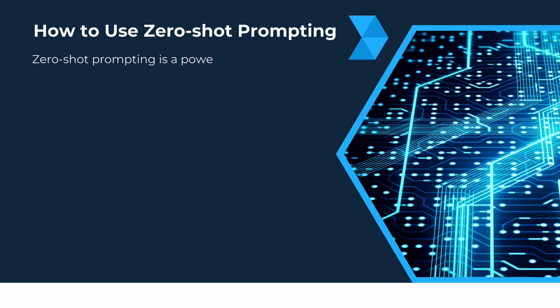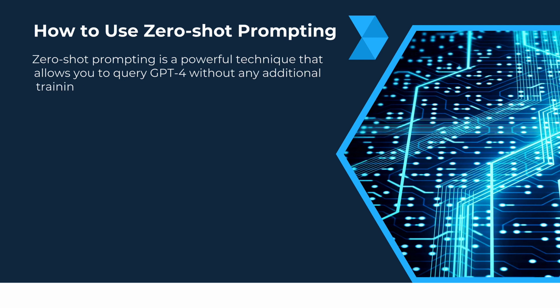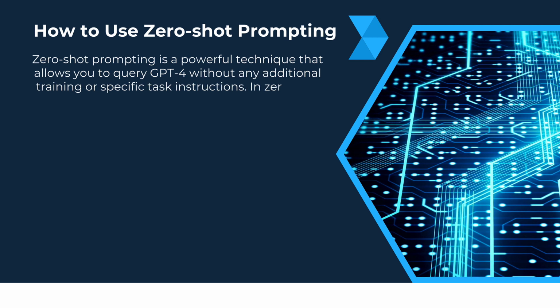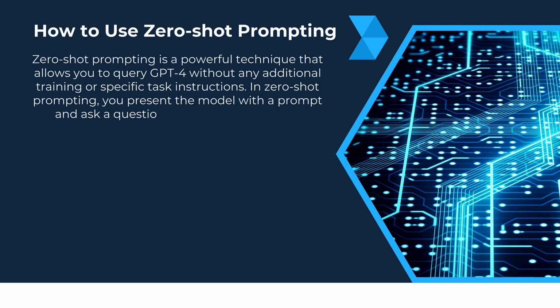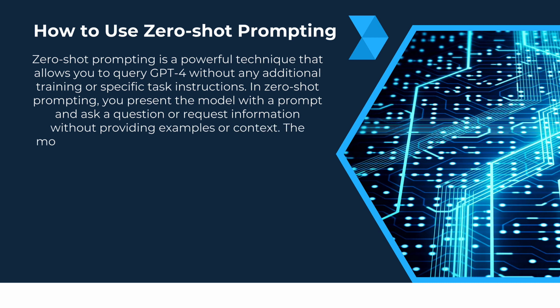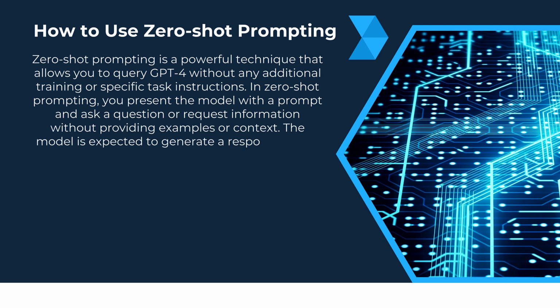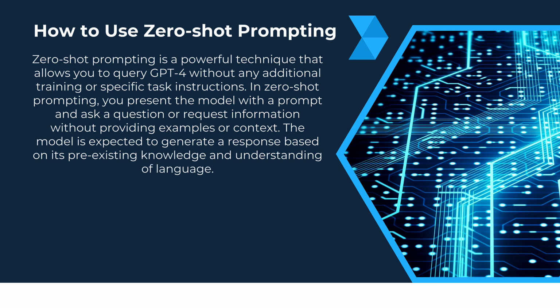Zero-shot prompting is a powerful technique that allows you to query GPT-4 without any additional training or specific task instructions. In zero-shot prompting, you present the model with a prompt and ask a question or request information without providing examples or context. The model is expected to generate a response based on its pre-existing knowledge and understanding of language.